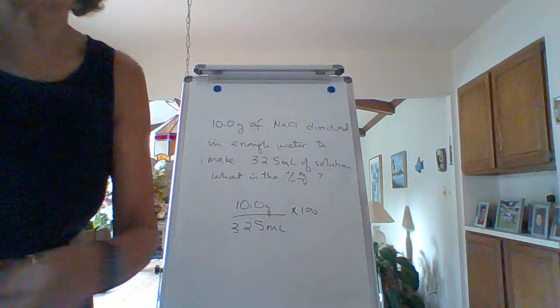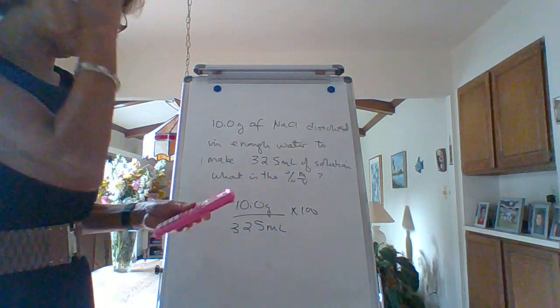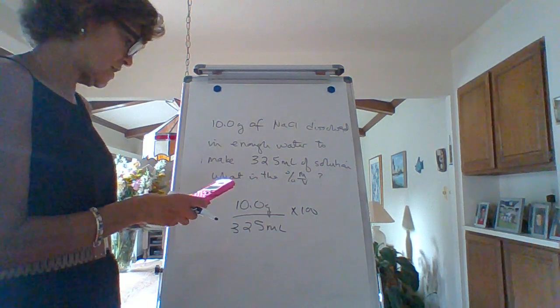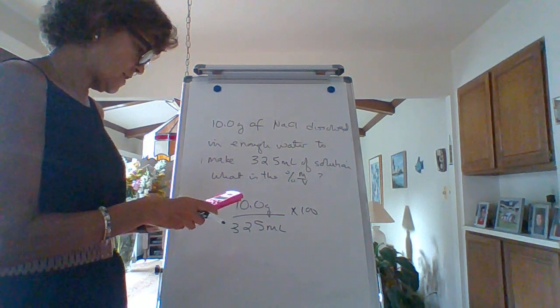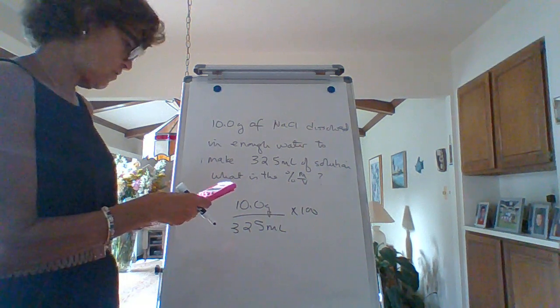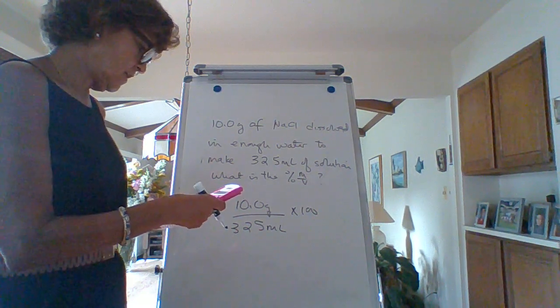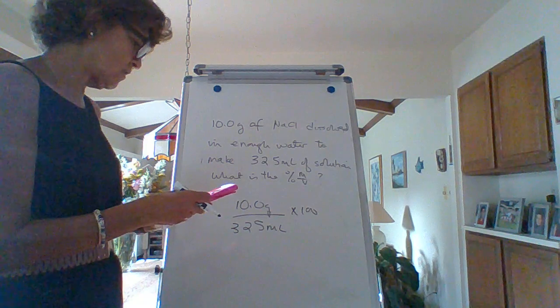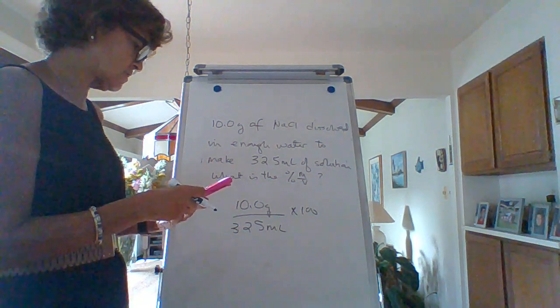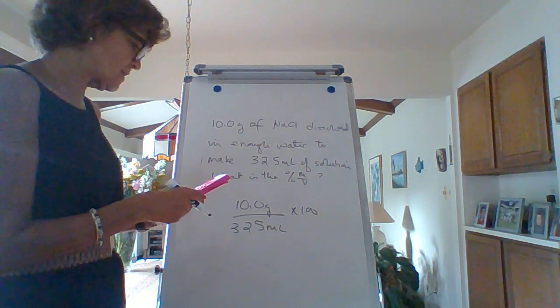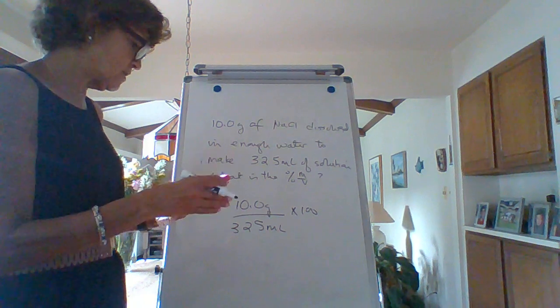So same scenario, pick up your calculator, plug in the numbers, 10 divided by 325 times 100, and you get 3.01769, blah, blah, blah. We want 3 sig figs, so it'd be 3.08.